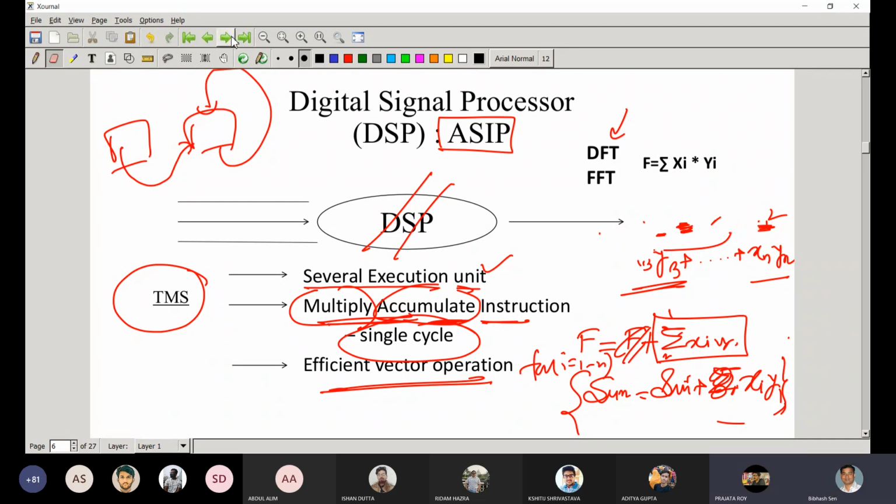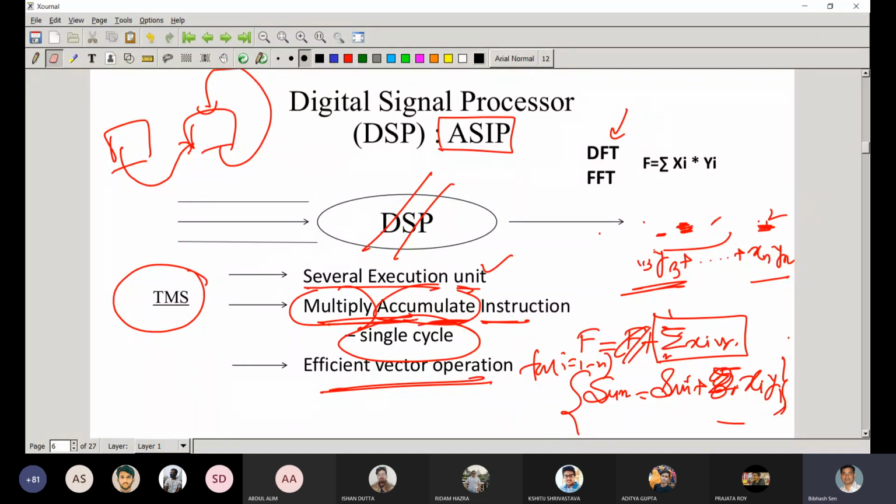Clear? Sir, what is the full form of TMS, sir? It is actually the Texas Instruments instruction set. That is a digital signal processor used by Texas Instruments. Some microcontroller systems, I don't know the actual part number, you check it. So the Texas instruction set architecture actually uses the TMS.